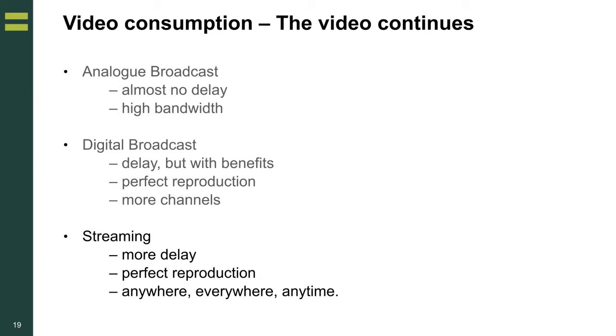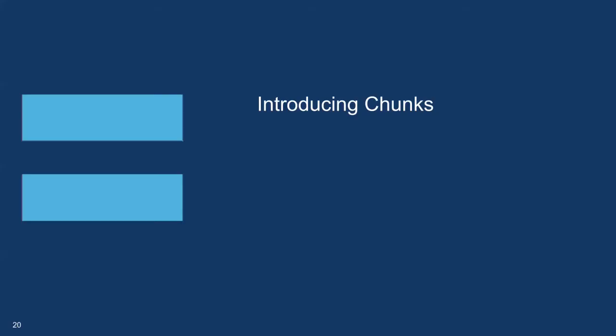So really, we can look at this as an evolution on top of what we've done before. We started with the analog, no delay, high RF bandwidth. Then we introduced a bit of delay as a consequence of having digital, which allowed us to have perfect reproduction and more channels. And now on the internet, we can still have perfect reproduction, and on top of that, watch what we want anywhere. Everywhere is possible, and of course anytime. So whatever we want. The way to achieve that is with chunks.